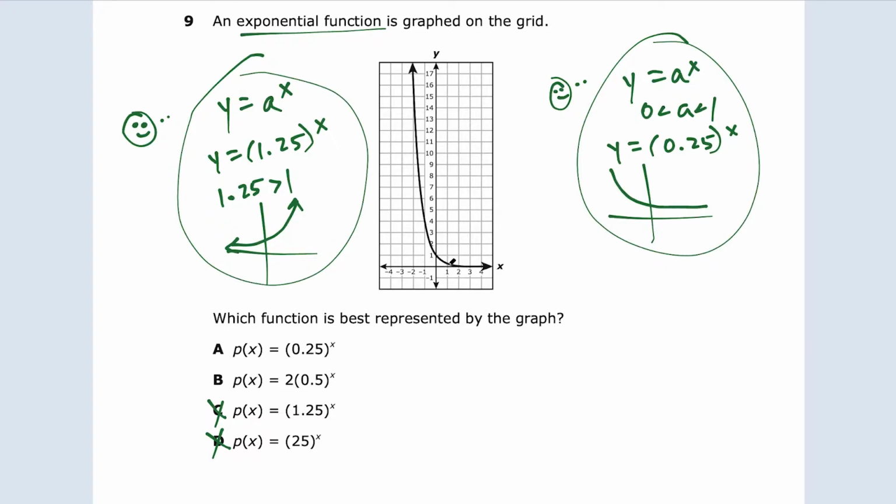Well, what we could do here is we could pick out a random point, like let's say the point -1,4. So I look at something like this at -1,4. I could even look at the y-intercept. The y-intercept is here at 0, 1.